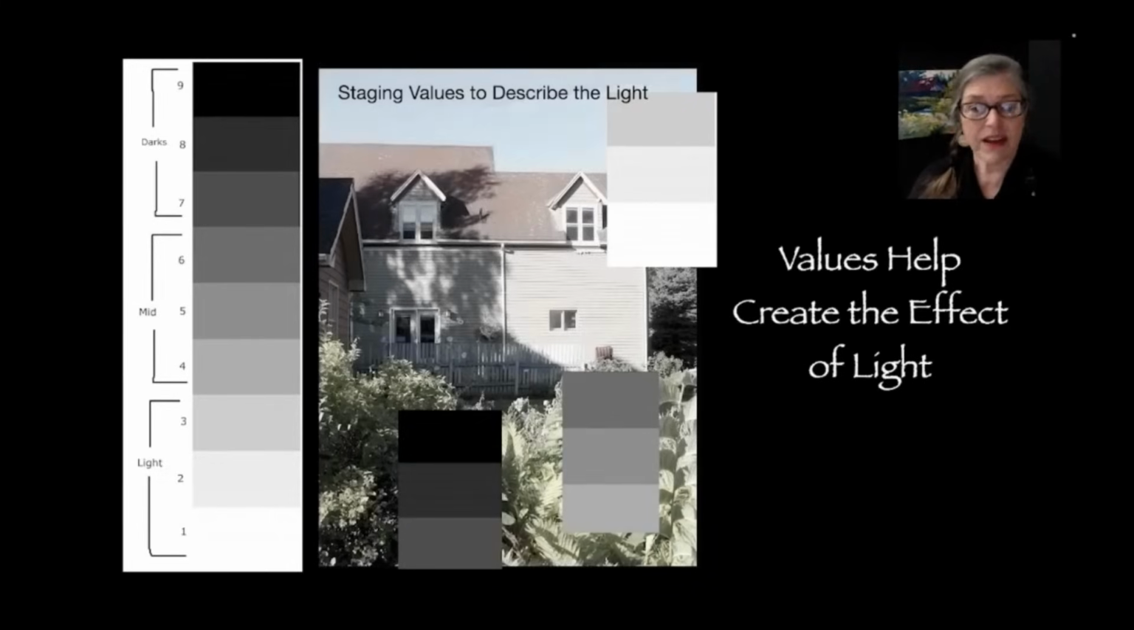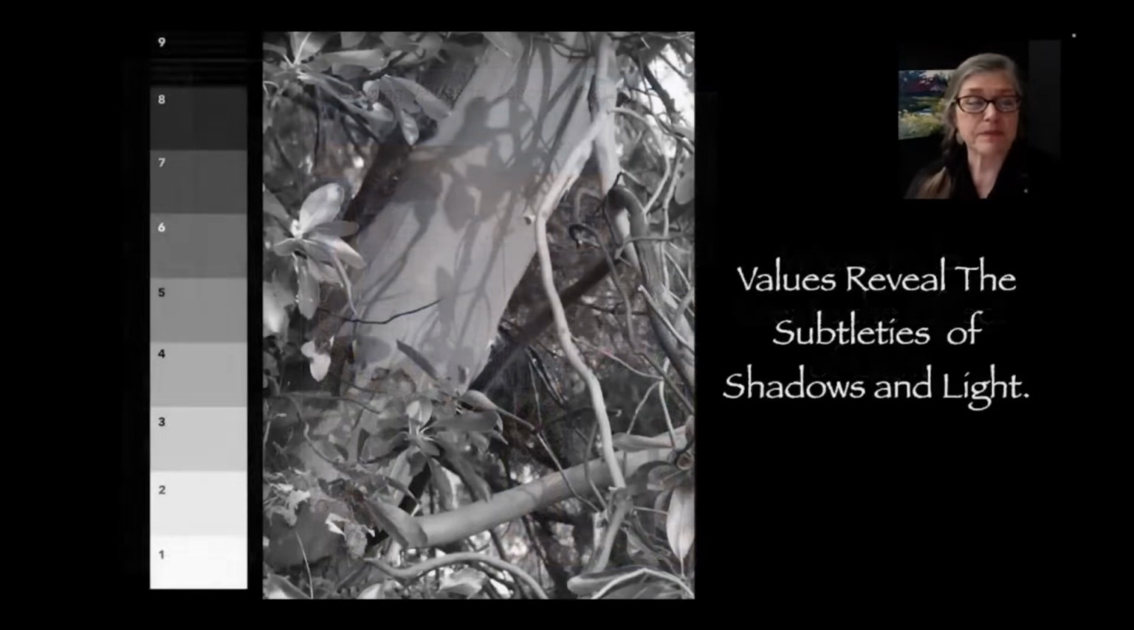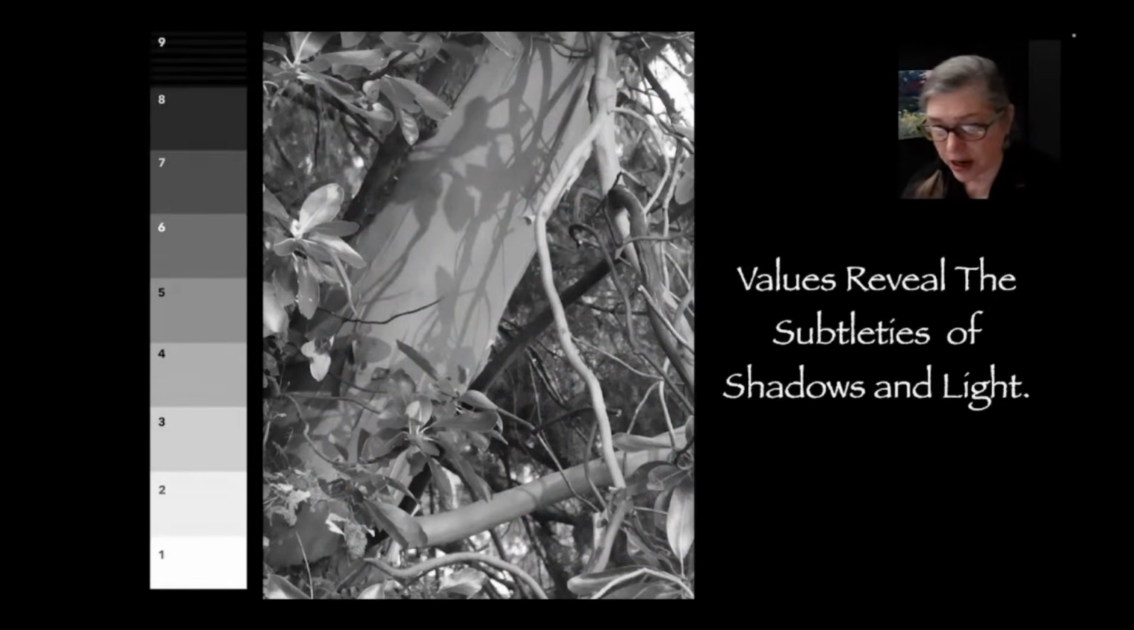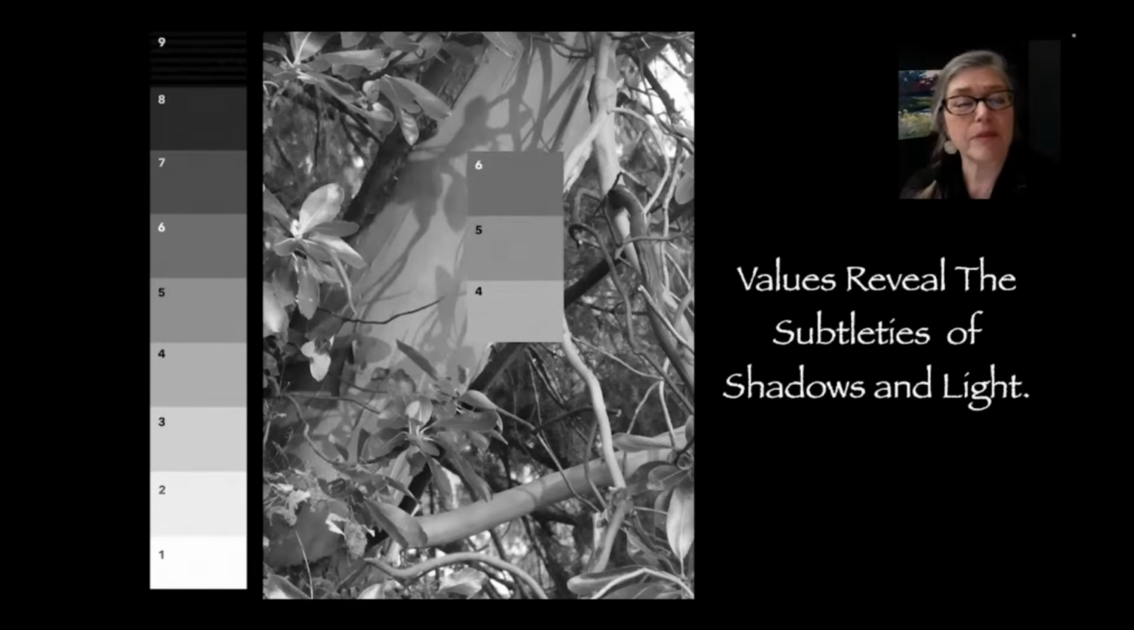When we bring the colors back, we can see what an impact those values had on creating the effect of light. Values reveal the subtleties of shadow and light. Sometimes on a day that isn't really brilliantly lit, we can use values to reveal the beautiful aspects of shadow and light. Take a look here.